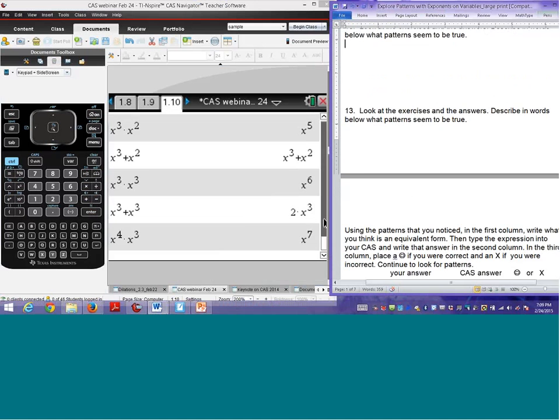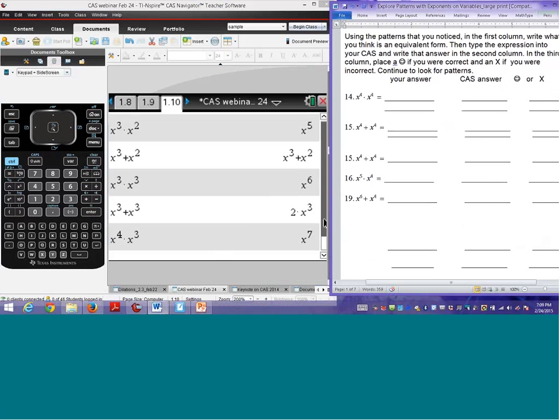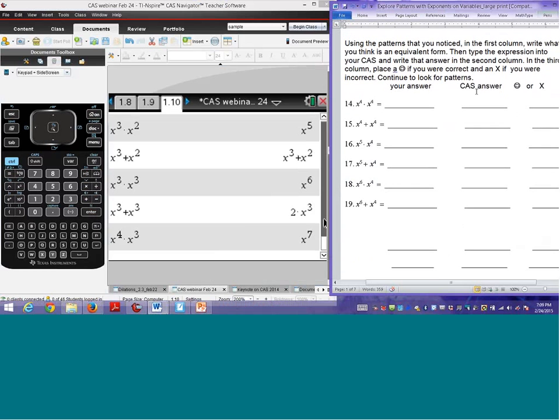Okay, so then we'll go on to the next one. Here, after it says that, it says using those patterns you noticed, in the first column, write what you think your answer is, then type this in and write down what the CAS says it is. If they agree, put a smiley face, and if not, put an X.